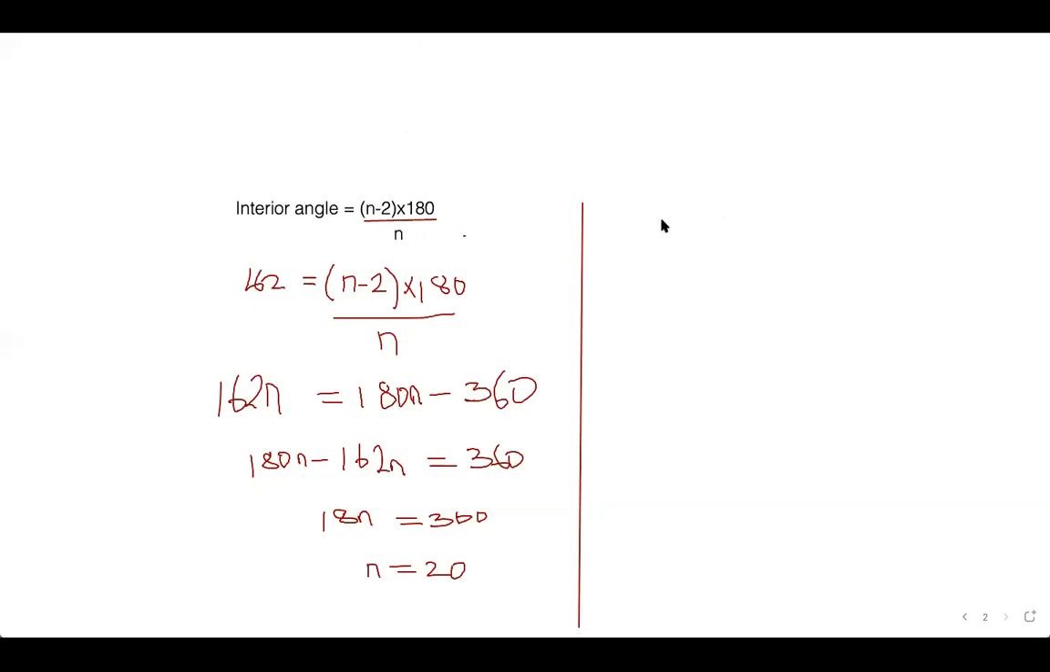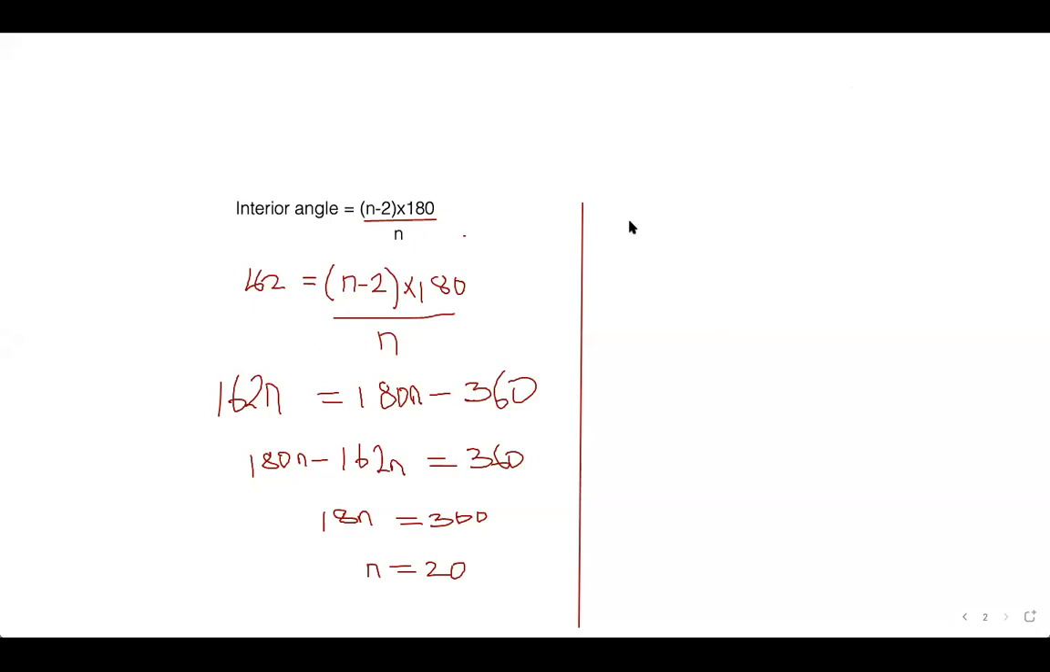Teacher, the last time you gave us a formula for finding the interior angle. Was it 180 degrees into n minus 1, or is it supposed to be 180 degrees into n minus 2? It's n minus 2. Thank you, teacher. You're welcome.